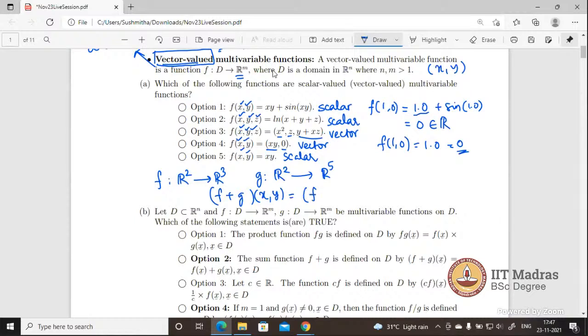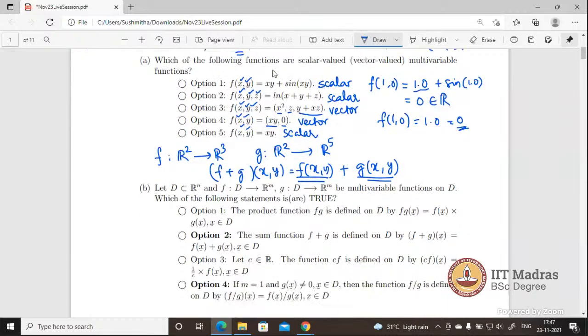This is defined as f of x comma y, because f is a function which takes values to R3. f plus g of x comma y is going to be equal to f of x comma y plus g of x comma y. This will have 3 components, this will have 5 components. So I cannot add those two, right? Correct, ma'am. So I cannot add functions of this type.